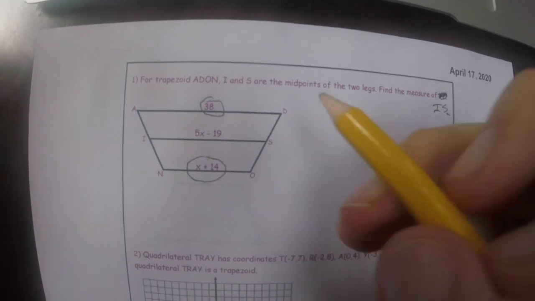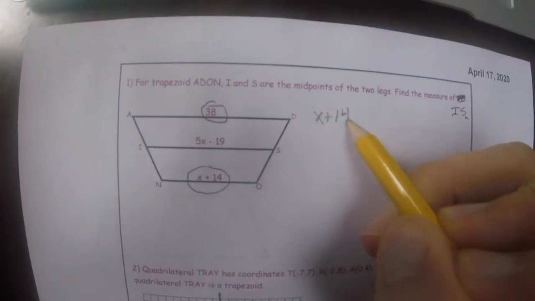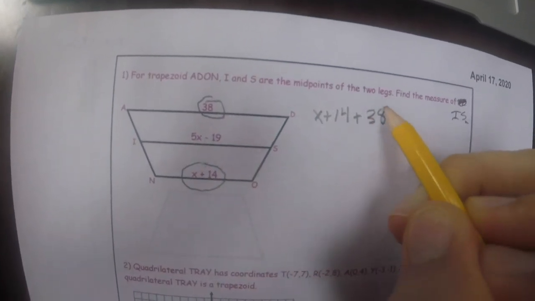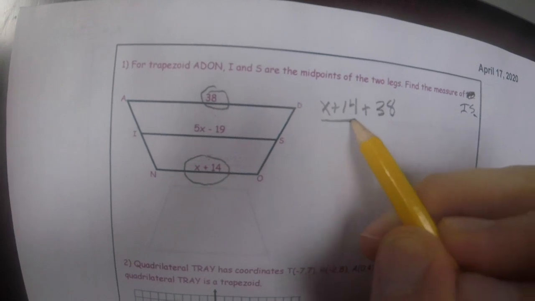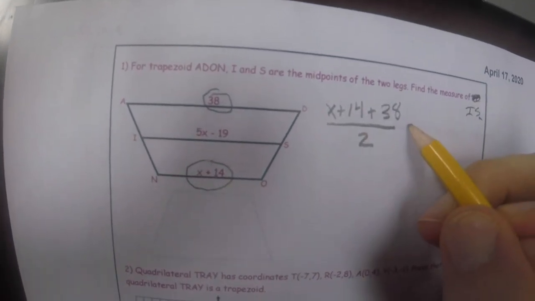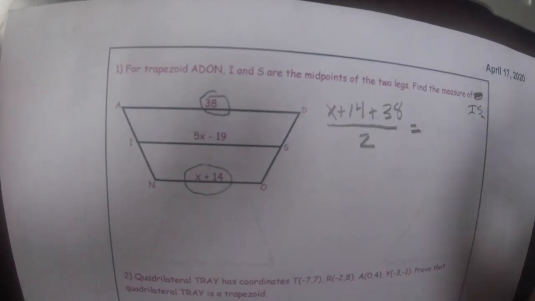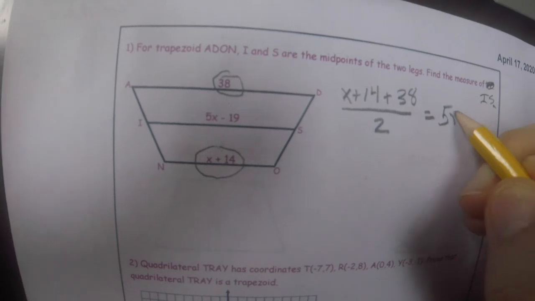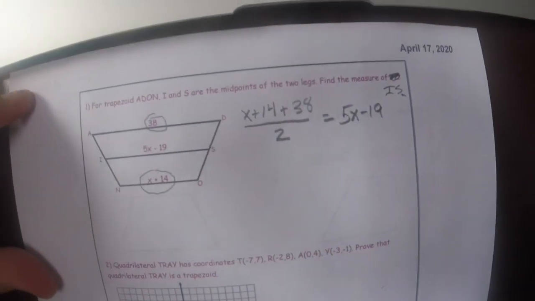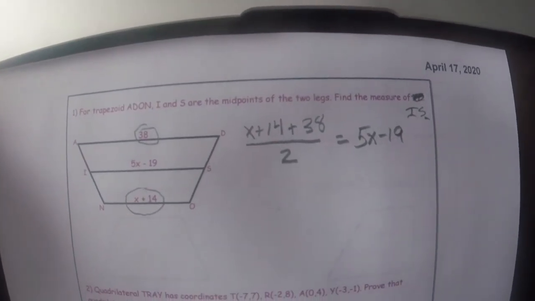Well, I'm going to take these two sides and add them up. So X plus 14 plus AD, which is 38, and I am going to chop that in half. That sum divided by 2 is going to be equal to IS, but IS I know is 5x minus 19. What do you think the best way to solve this equation would be?